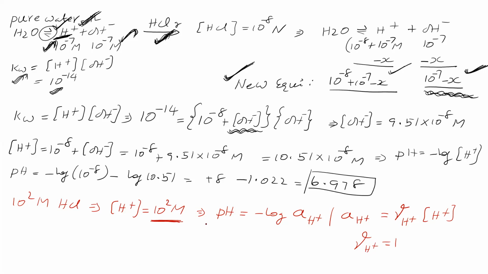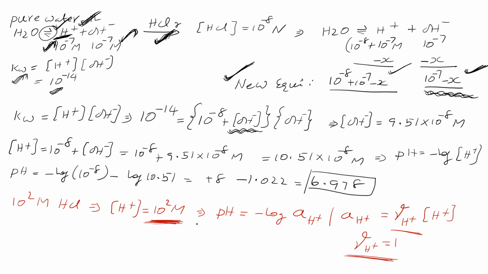If the concentration is given as 1 molar or greater than 1 molar, don't consider it a very dilute solution. Therefore the given solution is not very dilute, and the activity coefficient is not equal to 1. The activity coefficient is not given in the sum, therefore we cannot find the pH for this sum.